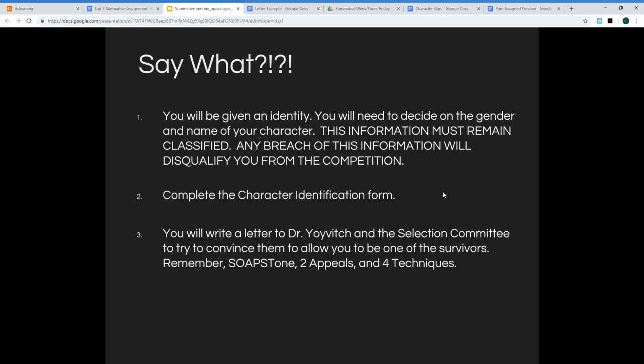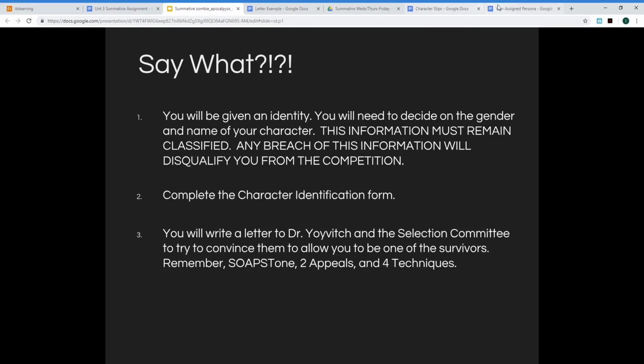You will end up writing a letter. This letter will be addressed to Dr. Jovich and the selection committee to try to convince them to allow you to be one of the survivors. Ignore this where it says remember soapstone, 2 appeals, and 4 techniques. I'm only requiring you to use 1 appeal. So that's our logos, pathos, and ethos.